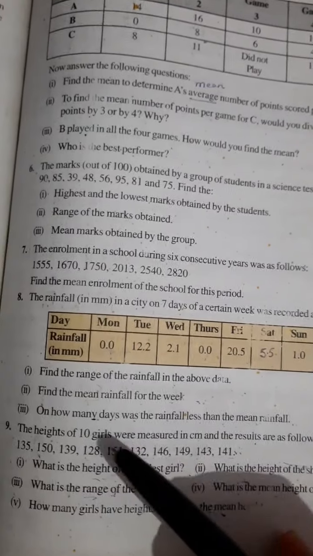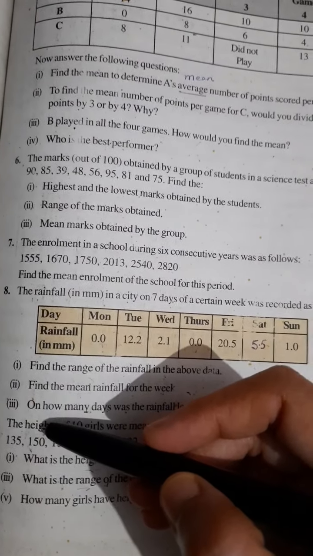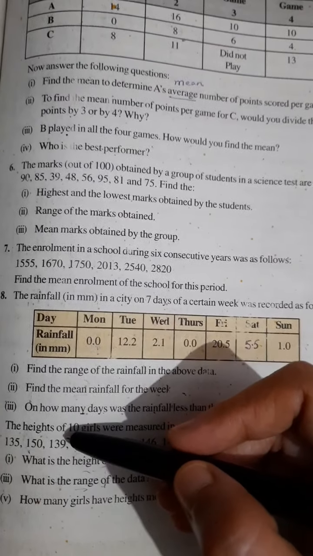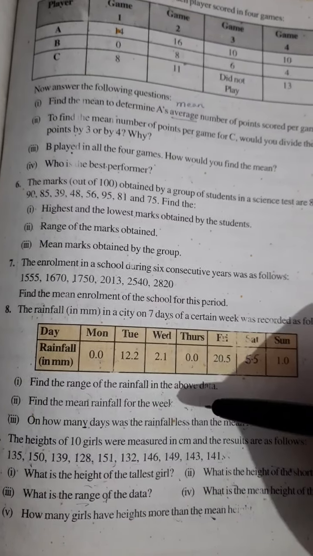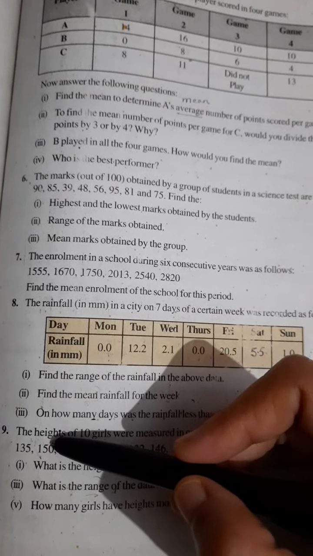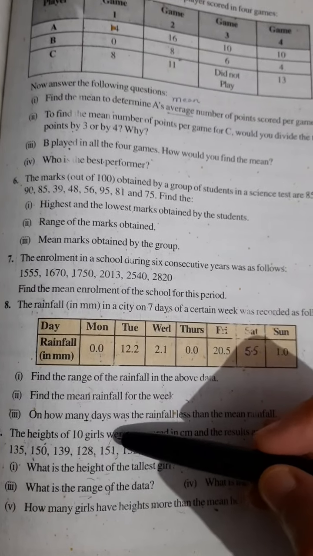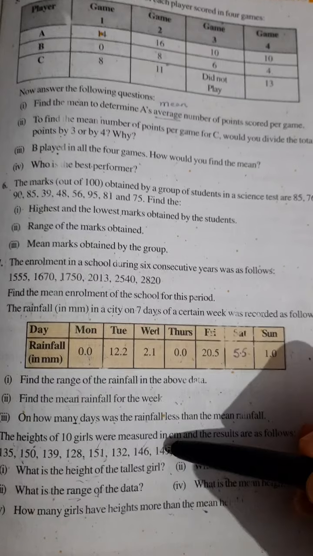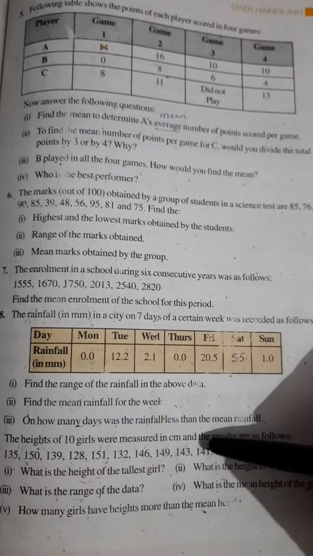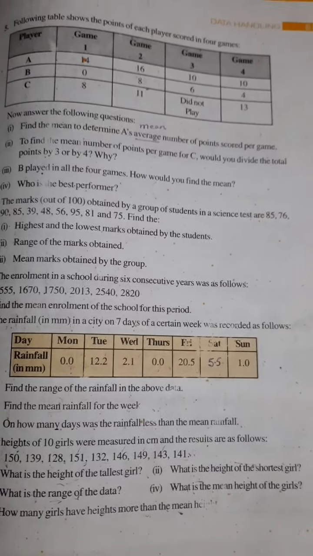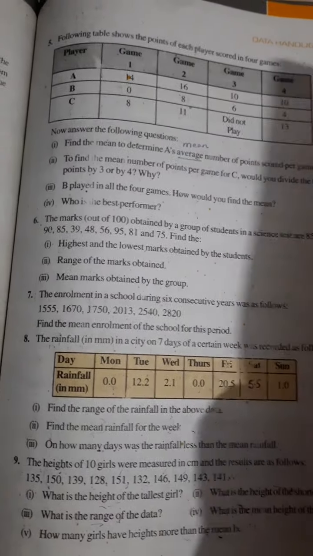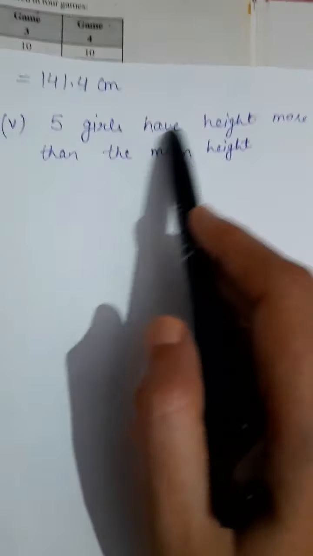Then the last question they are asking, how many girls have height more than mean height? Mean height we got 141.4. So whichever girl is having height more than 141, we will choose that. This is less, this is more, 1, this is more, 2, more, 3, 4, 5. This is 141. We will not take it because our mean height is 141.4. So 5 girls have height more than the mean height.